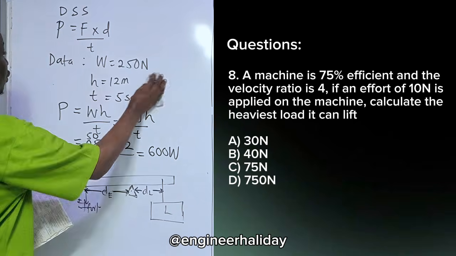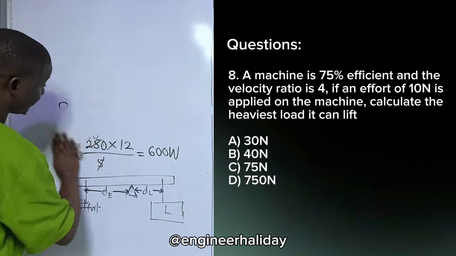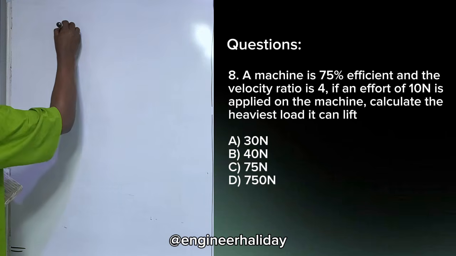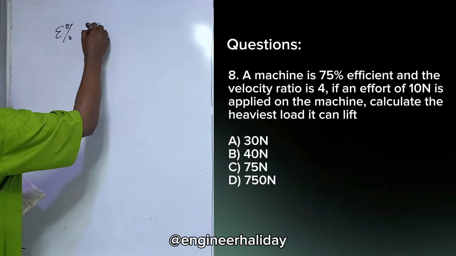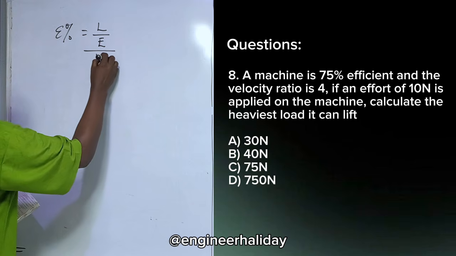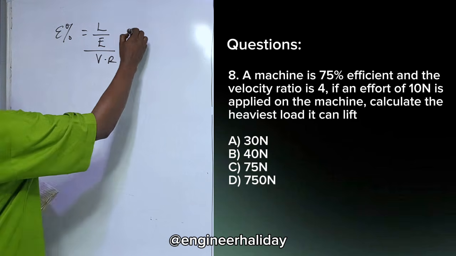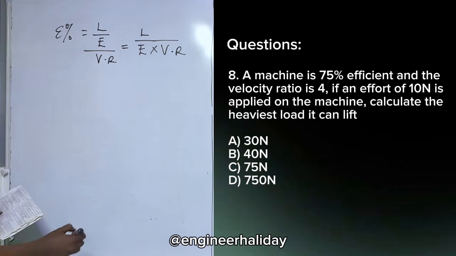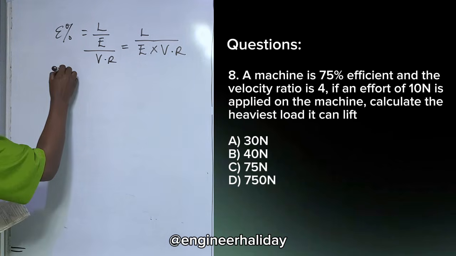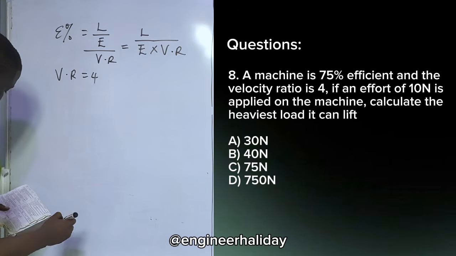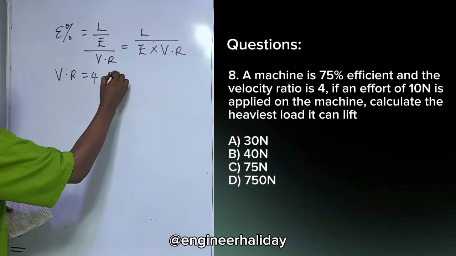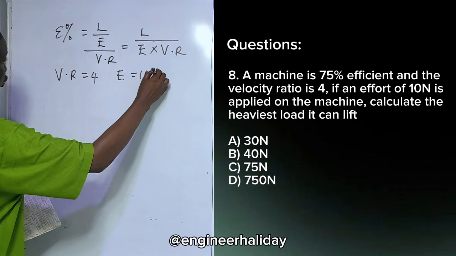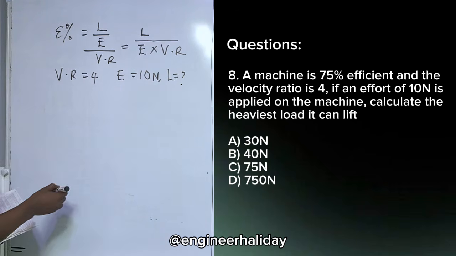So for us to solve for load, we are going to use the formula. Efficiency is equal to load over effort divided by velocity ratio, which can be written as load over effort times velocity ratio. That is it. So in this question, we are given velocity ratio as 4, and effort E as 10. We are looking for load. So load is unknown.